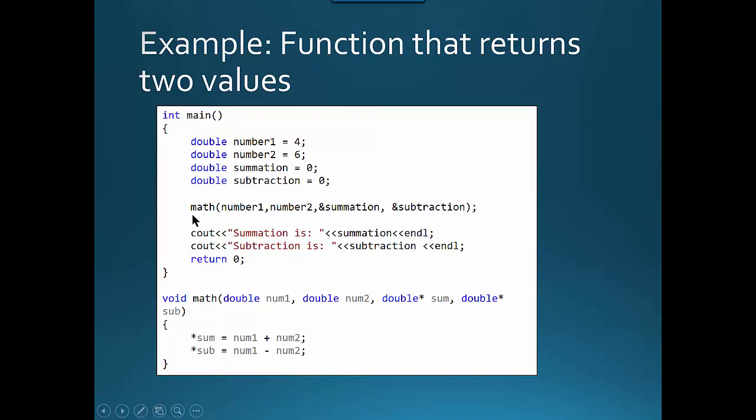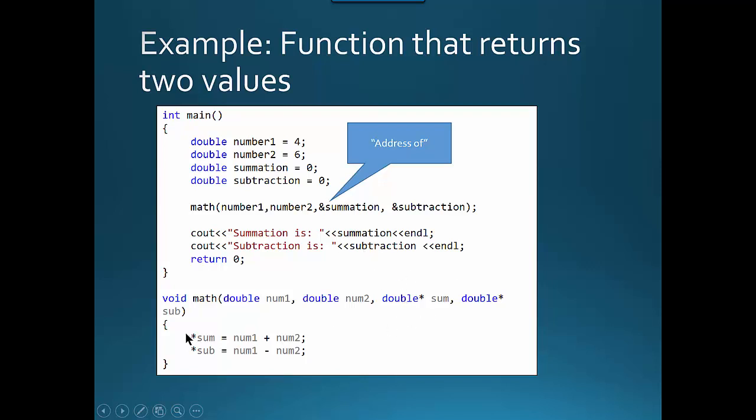And when we call the function, we're not passing in the values of summation and subtraction. We are passing in the address of summation and subtraction. So now sum and sub are pointers, and they're getting the address of. So when you're using pointers, you have asterisks in the parameter list, and then you have ampersands in the function call. So you're going to want to remember that pattern.